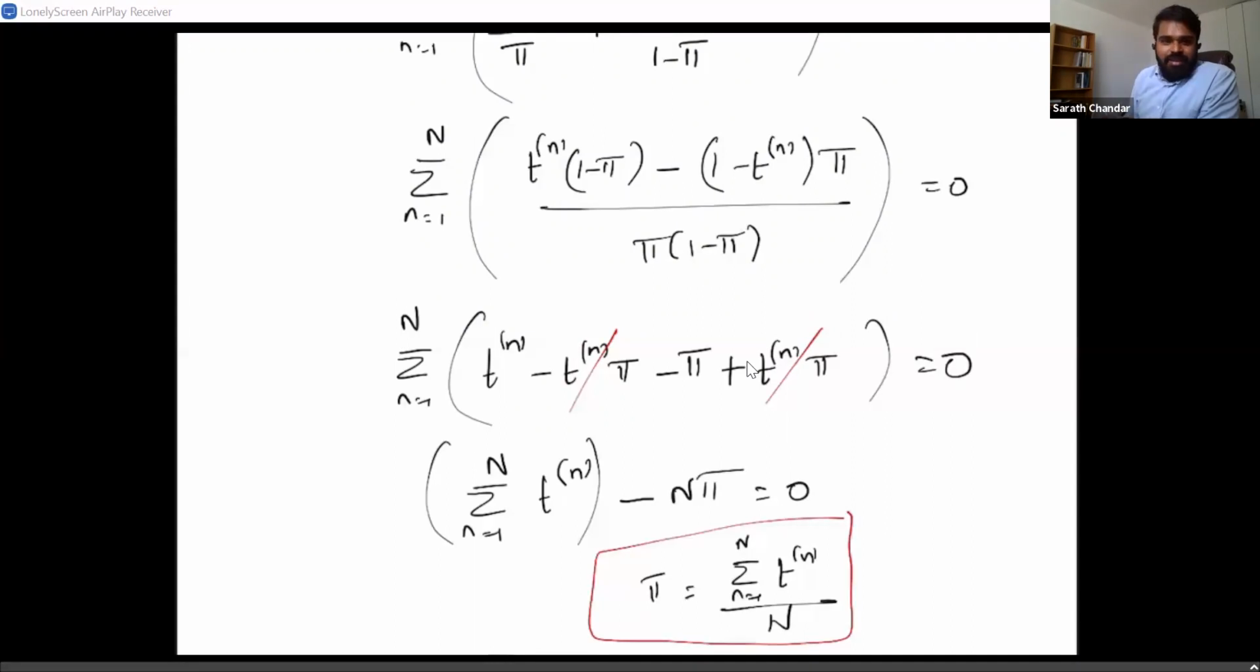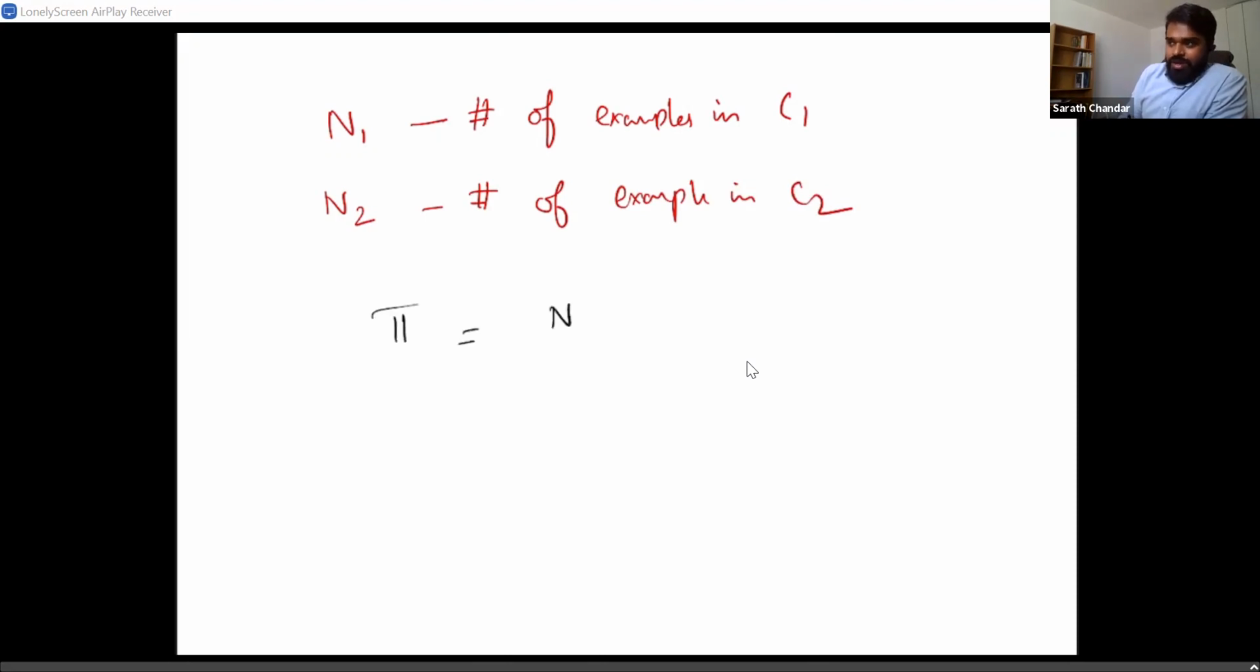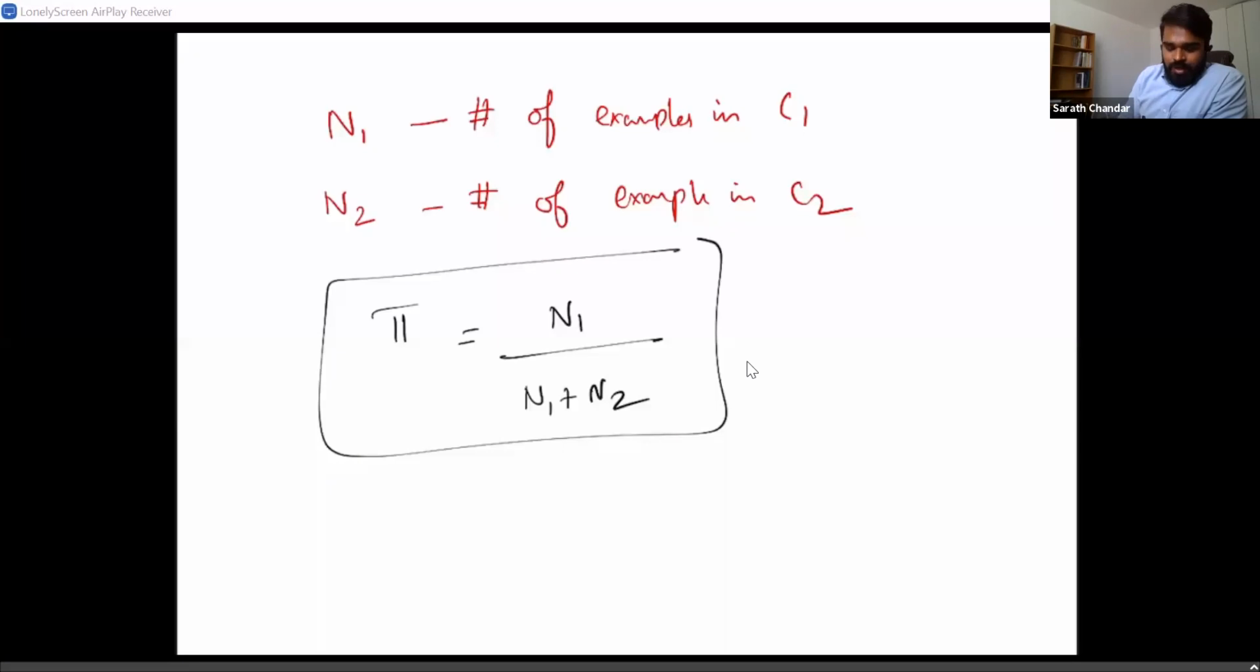Okay, so now what does this mean intuitively, right? Intuitively, this means that the prior probability for class 1 is given by the numerator, which is basically the number of class 1 examples. So t_n is equal to 1 only for class 1. It's going to be 0 for class 2. So the number of class 1 examples divided by total number of examples. Another way to write this is, let's say N1 is the total number of examples in class 1, N2 is the total number of examples in class 2. Now the maximum likelihood solution for π is given by N1 divided by the total number of examples, N1 plus N2.